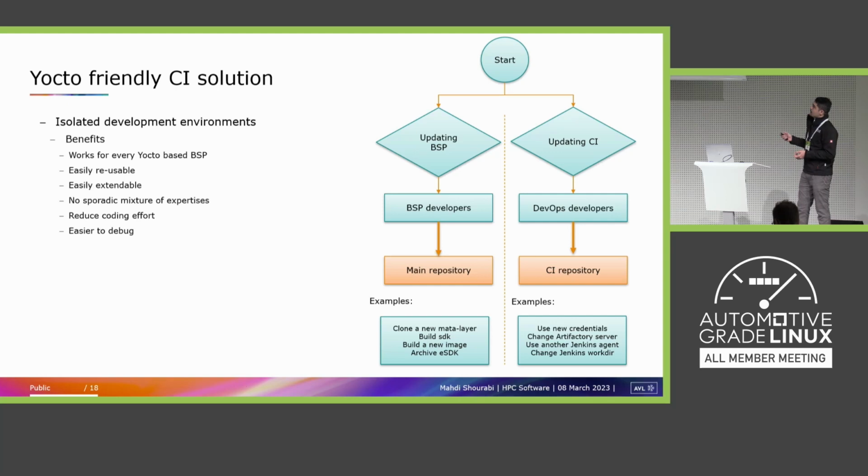So the workflow in this method is that we have an isolation between two worlds. Updating CI requires that developers on that side just push their changes to the CI repository, with nothing to do with the main repository. And BSP developers are just dealing with the standard shell scripts, and for every action they need to do, they just update those shell scripts. Anything regarding the BSP side, creating a new meta layer, building an SDK, building a new image, for AGL or other Yocto-based BSPs, happens on this side, and anything regarding the CI side happens in the CI repository.